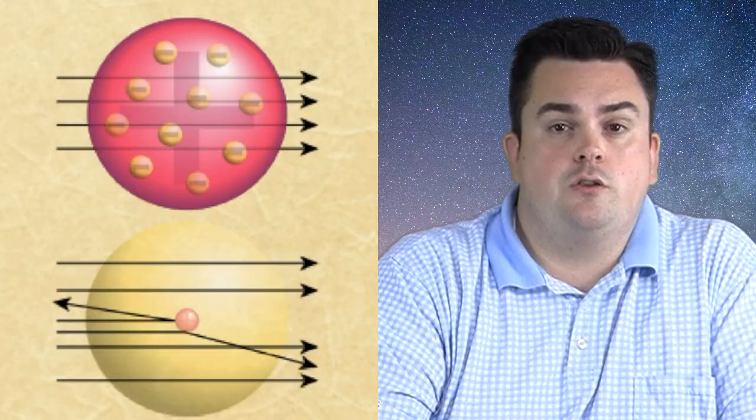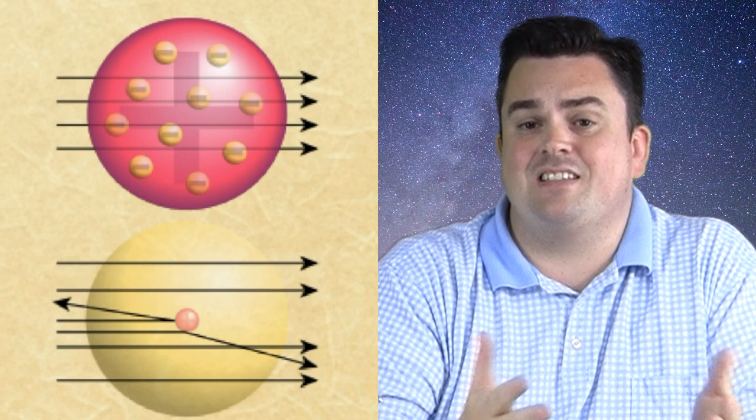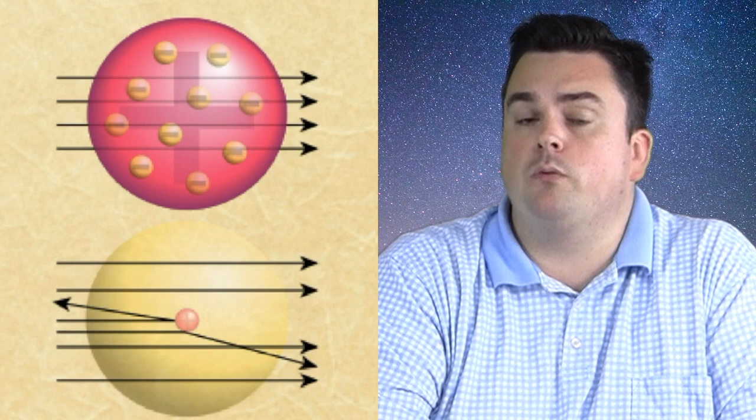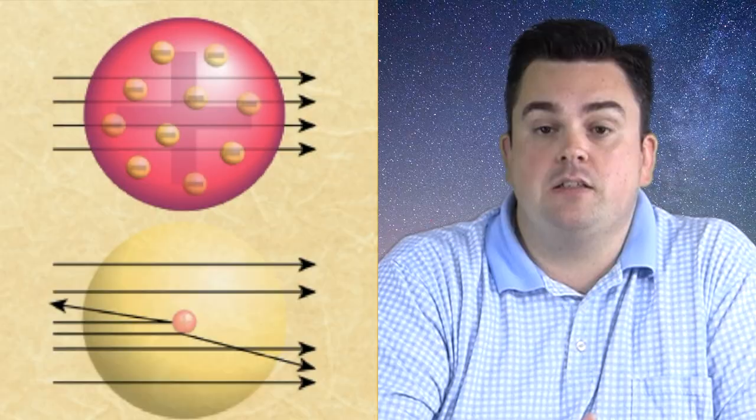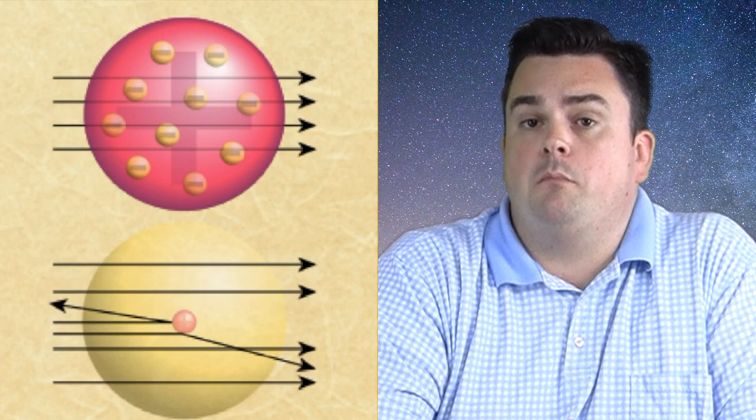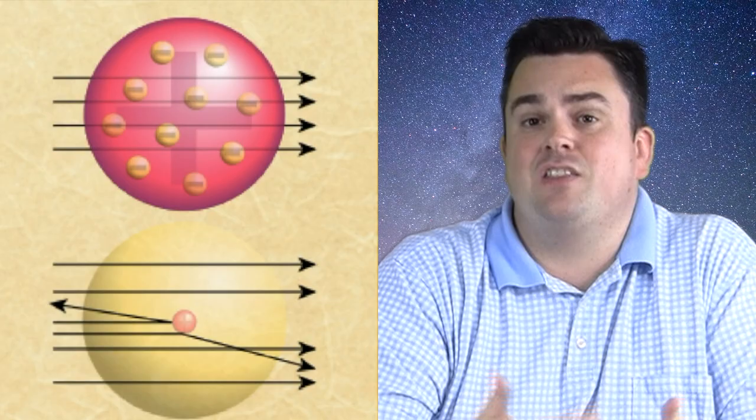So we have two atomic diagrams. The pink one should look familiar. This is Thomson's plum pudding model, and the arrows represent the alpha particles, and they're all going through, and this is what Rutherford expected. But, remix! The bottom one, the yellow diagram there, is what we observed. We observed most of the particles going through, with very few being deflected. This is the nuclear model.